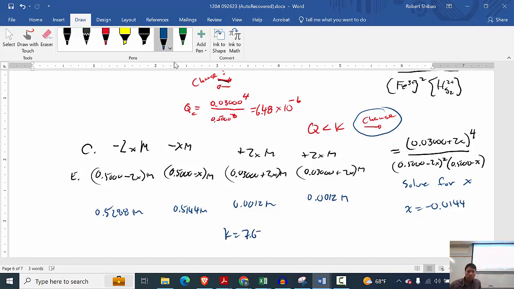7.623 times 10 to the negative 12. It's quite a bit off. Yeah, and then we compare it. It's supposed to be 9.14 times 10 to the negative 6. Is it even close? It's not even close.